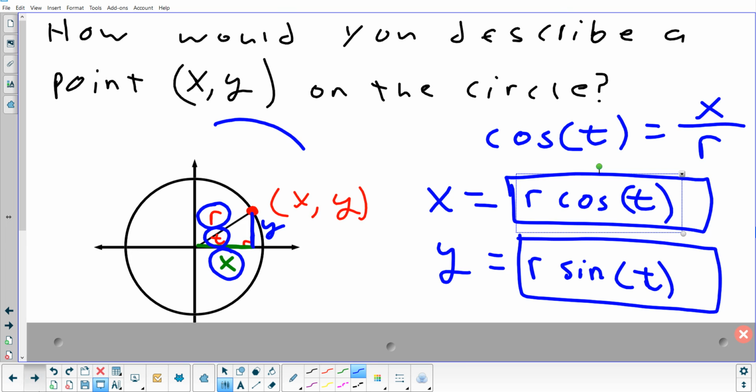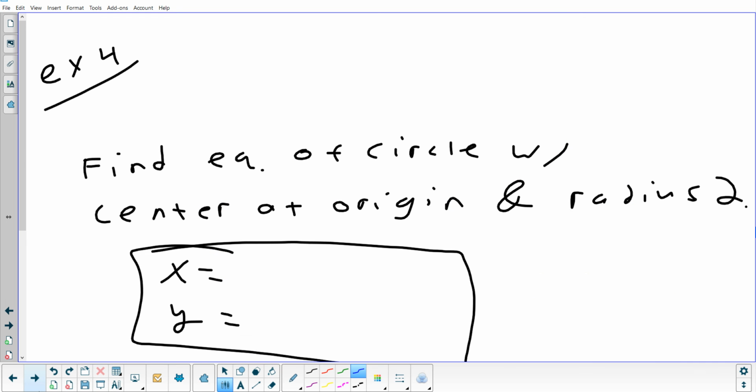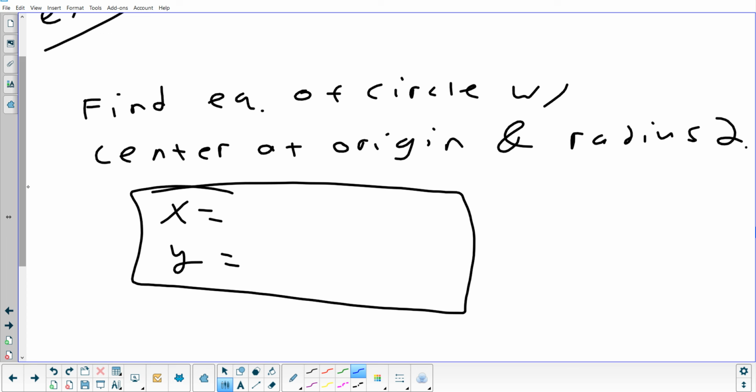So let's try it. Let's find the equation of a circle, and I want the radius to be 2. So if I take the equations I just had and I fill in a 2 for R, what would my x equation be? Yep, 2 cosine T. And what would my y equation be?